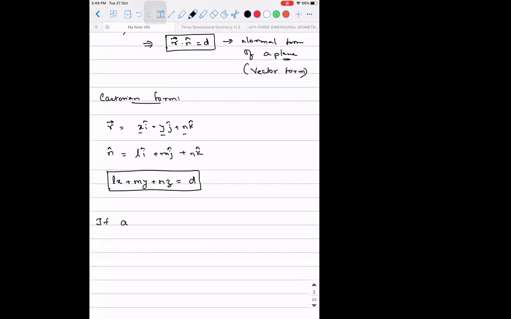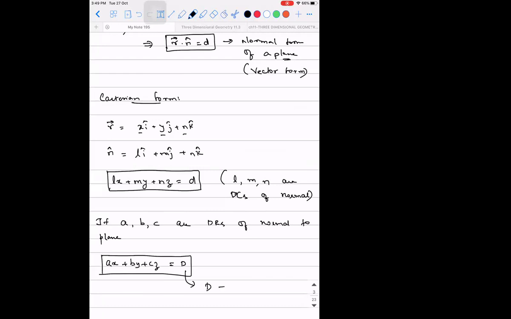Remember, l, m, n are direction cosines of the normal. They are not the direction cosines of the plane. If a, b, c are direction ratios of the normal to the plane, then ax plus by plus cz will be equal to capital D, where this capital D is not the distance. Small d is the distance; capital D is some constant. I will explain everything when we solve a problem, and tell you how this data will be useful. So please make a note of all these points.